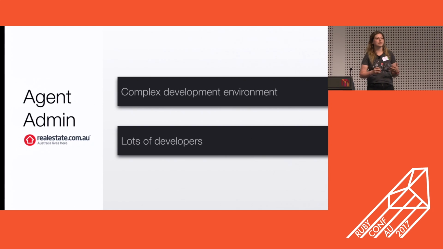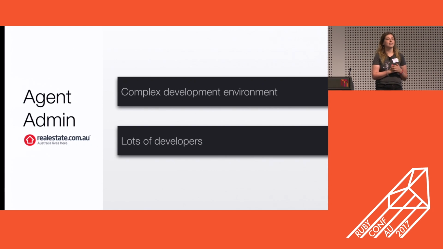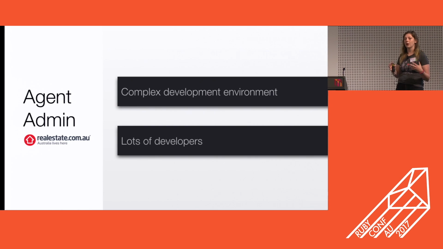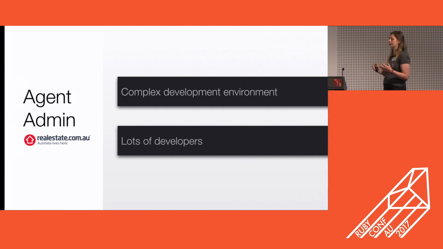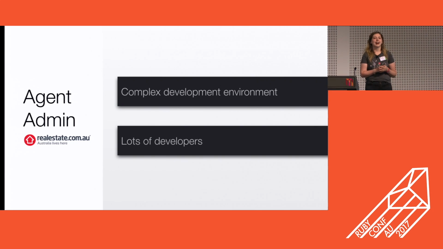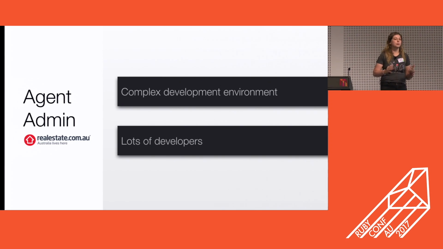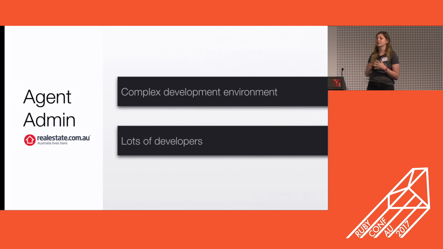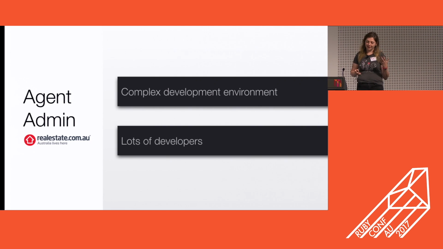So our solution to this was to use Docker for CI and development. Because using Docker, we knew that we could achieve that one-step process for setting up a development environment. But there was a big problem with this decision, and that was that at the time Docker was really new at REA. Not many people who were working on Agent Admin had ever heard of Docker, let alone tried running it. So we came up with a solution to that problem as well.